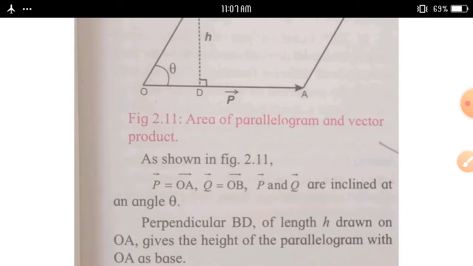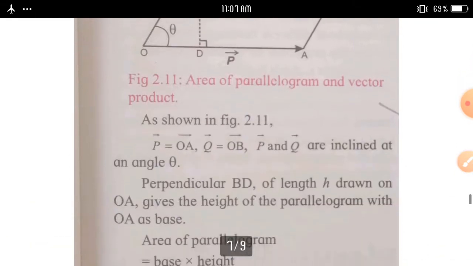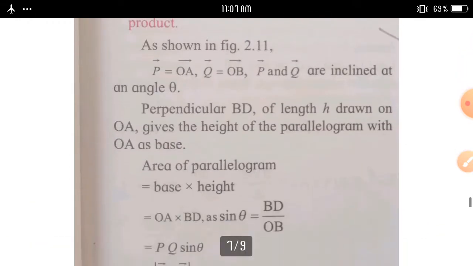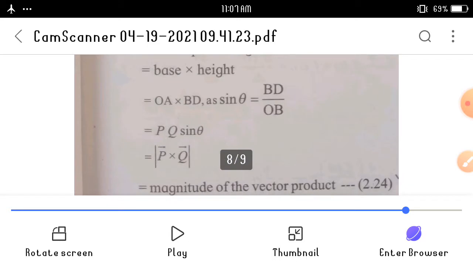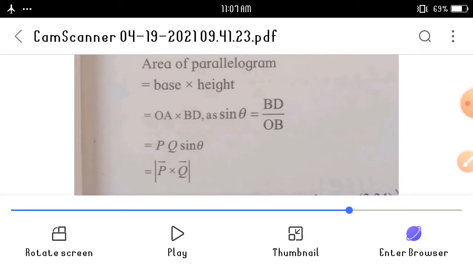OA is equal to p bar, OB is equal to q bar, and p bar and q bar are inclined at angle theta, with BD perpendicular. Then the area of the parallelogram is equal to base into height. Suppose we consider base OA into BD, as sin theta is equal to BD upon OB. Then pq sin theta, and we can write this as p bar cross q bar.